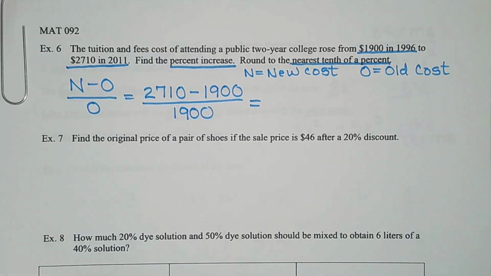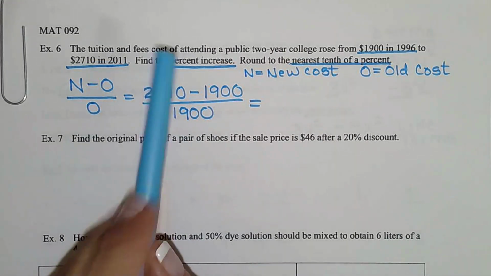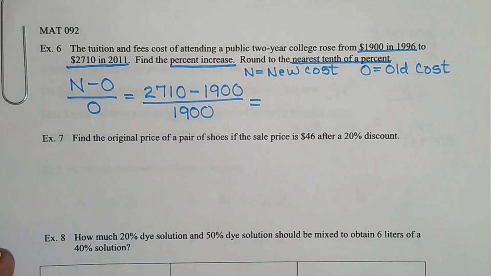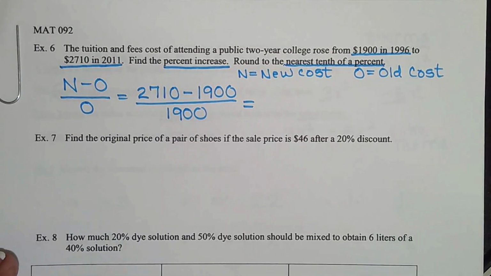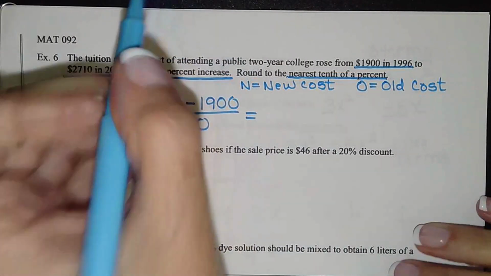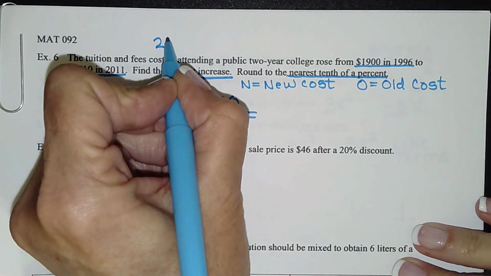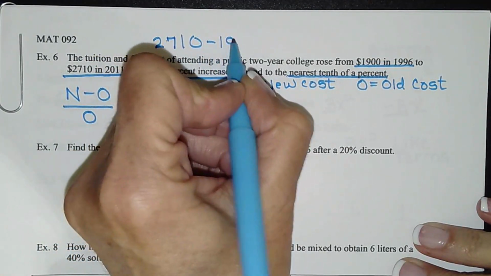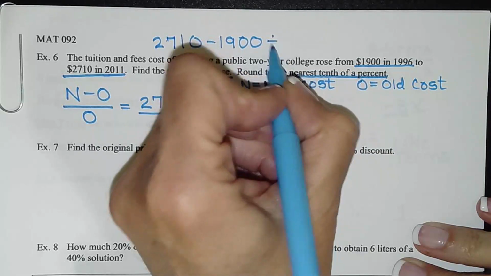And one thing that I see students do wrong on this, and it's only one, but I see it quite often, is they're like, oh, Miss Norris told us we can just type it in the calculator exactly like we see it. Well, this one you can't. Because when you type it in the calculator, just like you see it, it would look like this. 2710 minus 1900 divided by 1900.